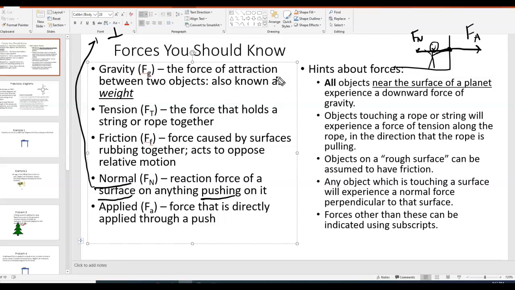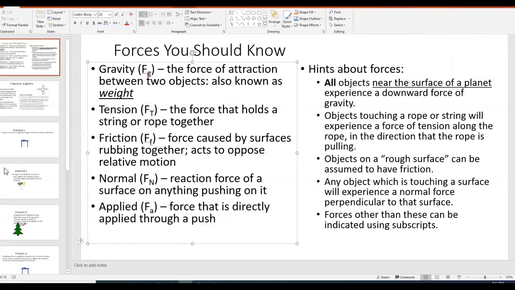And finally, applied force. Applied force is just a generic term for anything that's pushing or pulling on an object. So, for example, I push on the wall, I call my force the applied force just because I'm applying a force. Now pause it here and make sure you add all the information here into your notes because this is how you're going to tell what forces are given in different situations. It's really important that you know that. So let's go to the next slide.